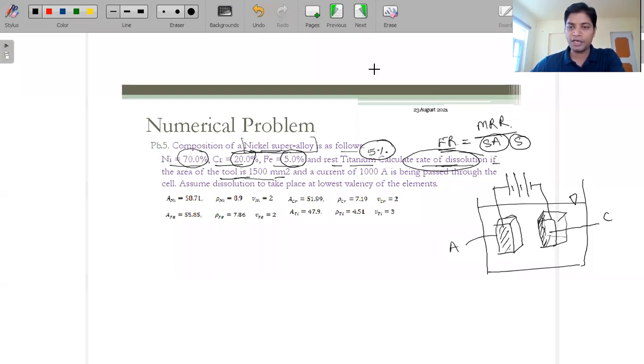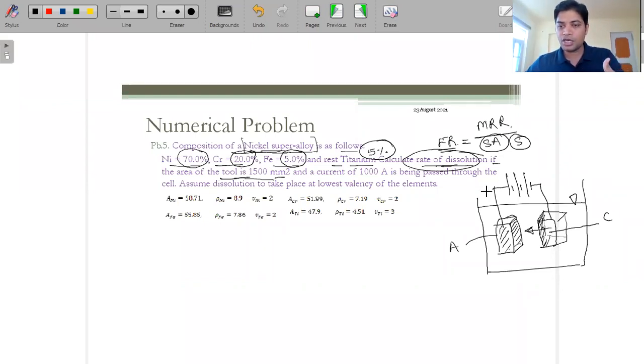If this is 1500 mm square, then the same when it moves in this direction. Whatever the area of this tool is, the same amount of area is where the material will be removed. Now there is a possibility that this area can be greater than the area of the tool. So if it is more than that, then initially it will remove the material from this 1500 mm square area, then we will have to move in the other direction.